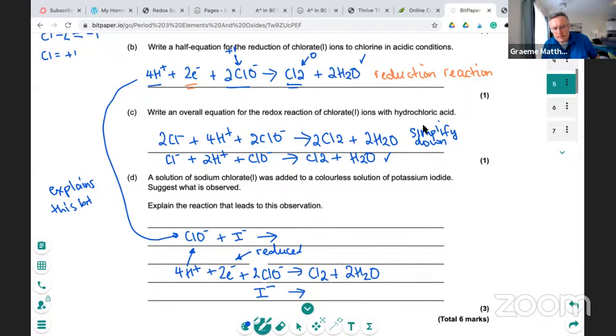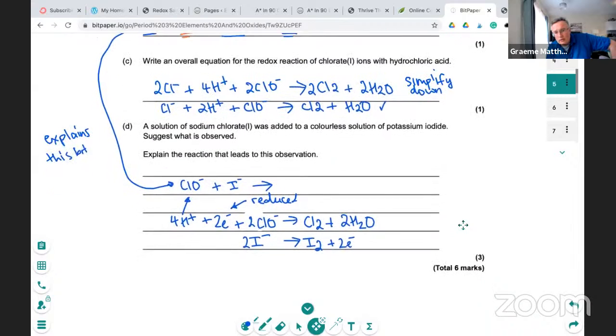Now, I'm thinking then, could it possibly be that I minus is oxidized up to I2, like Cl minus was oxidized up to Cl2? Could I minus be oxidized up to I2? And this is what I think they're getting at here, okay?